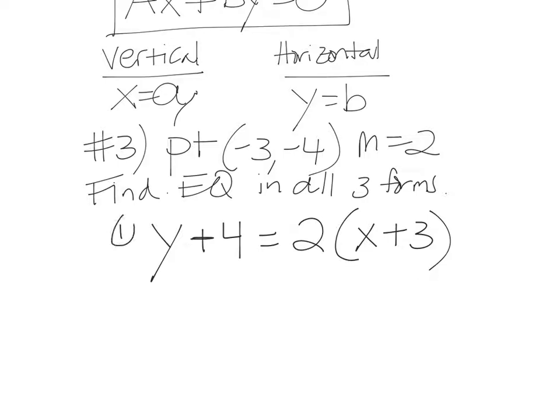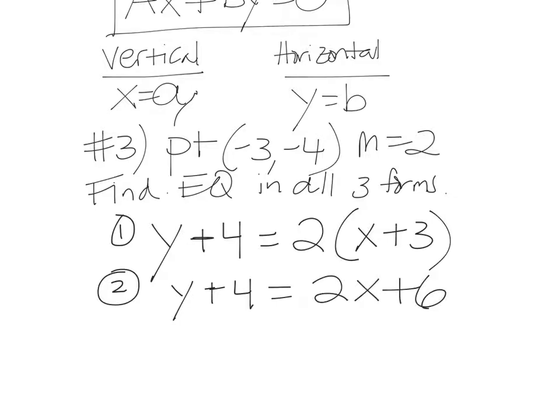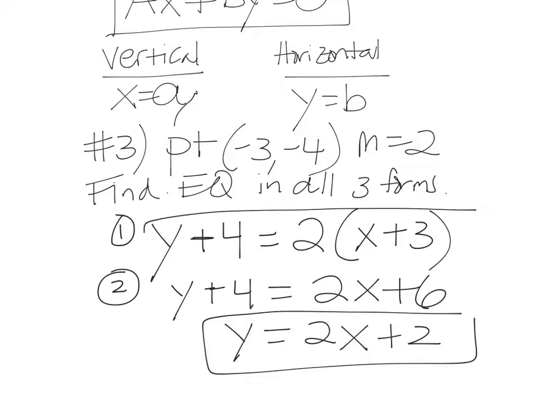The next one I would probably do would be to get this into slope-intercept form. That requires hardly any thinking, just a little bit of algebra skills. We're going to distribute, and then we're going to subtract. So we get y plus 4 equals 2x plus 6. Slope-intercept form is y equals all the stuff. So subtract 4 to the other side, and you get y equals 2x plus 2. There we go. These are exactly the same lines, just written in different forms.